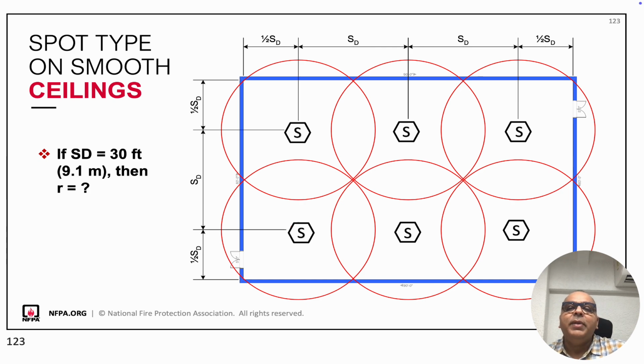Even though detectors are placed 30 feet apart, the effective detection radius is only about 21 feet, which is why overlap is essential.